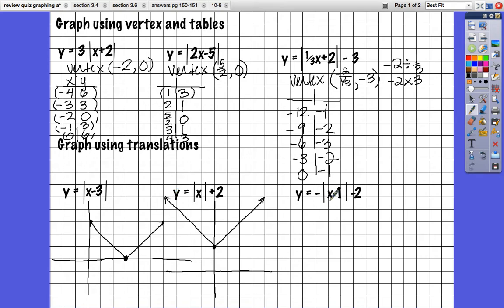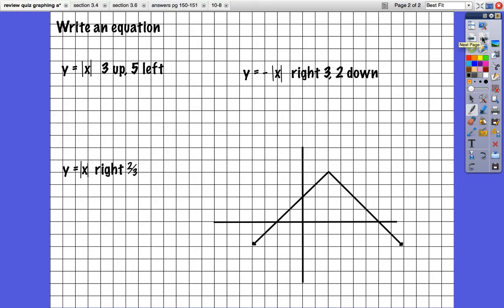This one has both a horizontal and a vertical move. So this one is going to go right 1, because we always do the opposite of that number, and then down 2. So right 1, down 2 is my new vertex, and because of that negative out front, it's going to cut the corners down each way. So that's the graphing part of your quiz. There'll be 3 of each kind, 3 tables, and 3 using the translation or shortcut.